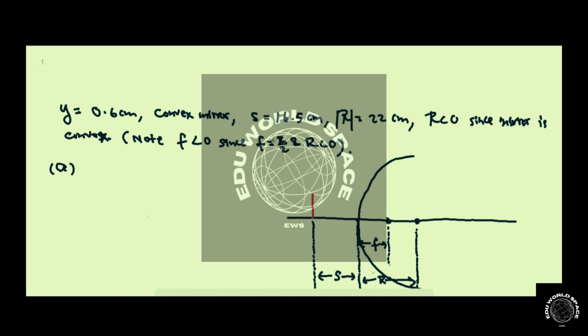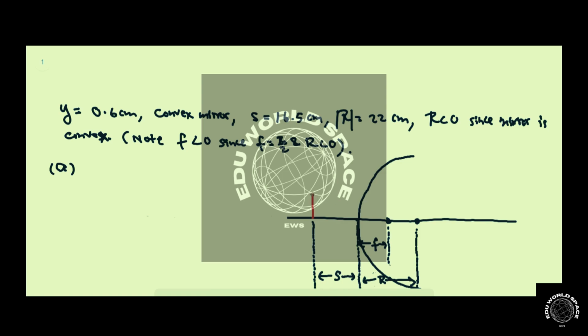And also, we know that the focal length is determined by 1/2 r. So if the radius is negative, then so is the focal length. And in part A, we're asked to draw a principal ray diagram showing the formation of the image. So I'll do that in blue.